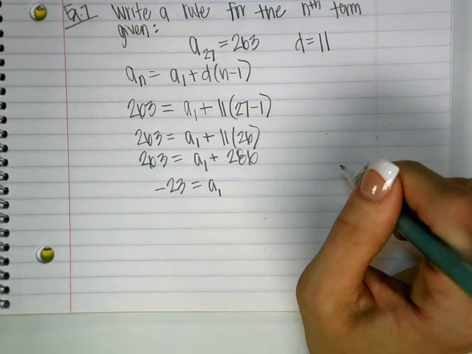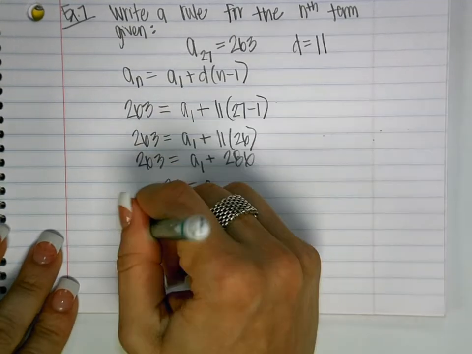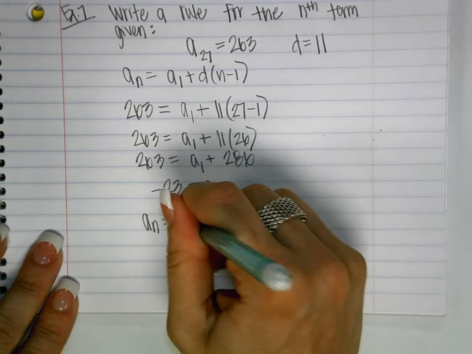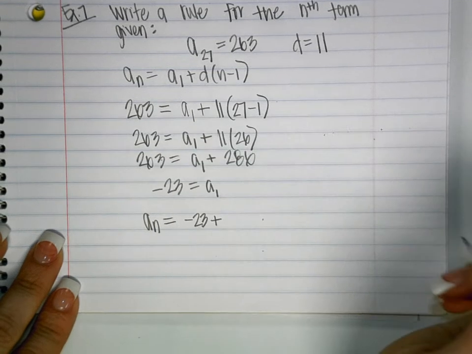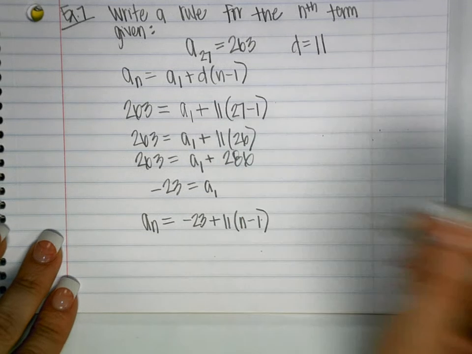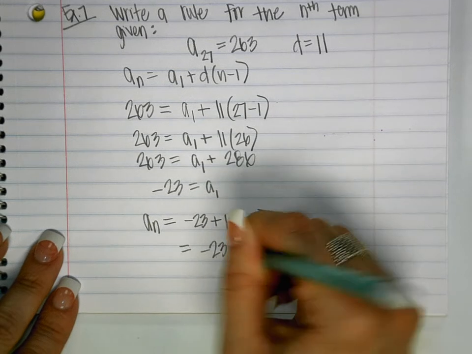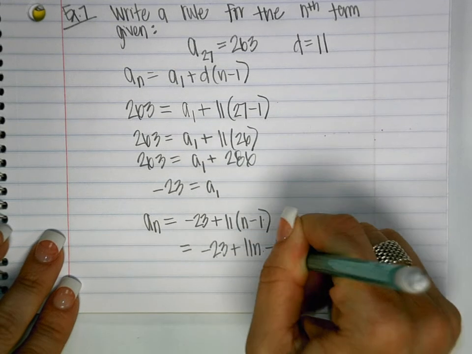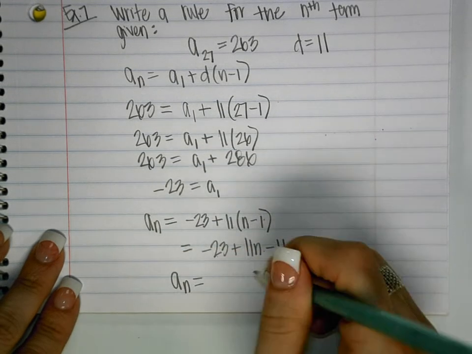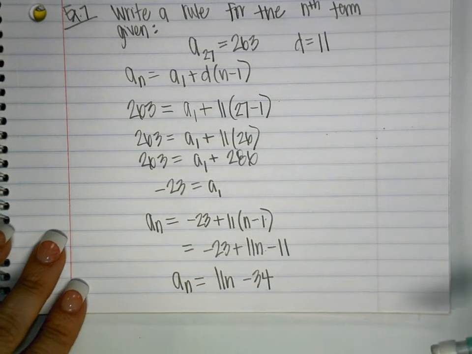And now we can rewrite this in the general rule. So we're going to plug in A sub n equals, put in your A1, which is negative 23, plus the common difference, 11, times n minus 1, and then just clean it up. So equals negative 23 plus 11n minus 11. So your actual general rule is A sub n equals 11n minus 34. That's the answer that I'm looking for.